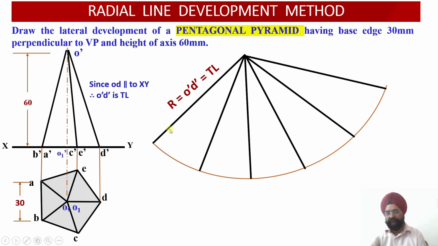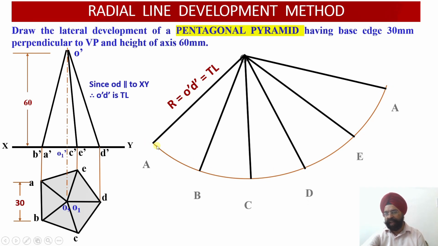I have drawn this radius, and having drawn the radius, now you draw an arc over there. Once you draw an arc, then you mark this distance. How much? 30 millimeter. This is the edge length. So first arc, one edge, second arc, second edge, third arc, third edge, fourth arc, fourth edge, fifth arc you draw. So 5 edges we will be able to locate.